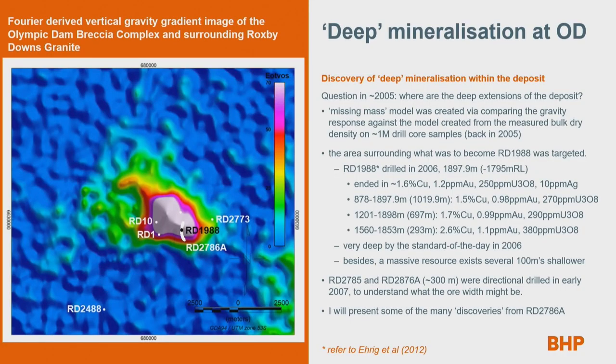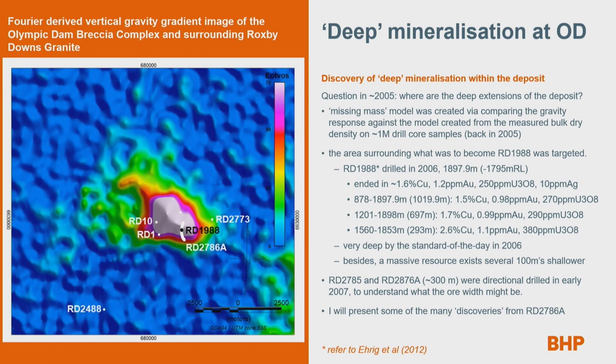So deep mineralization, we're going to talk about what that means. If we look at this Fourier-derived vertical gravity image on the left-hand side, the area in yellow and up to the brighter spots mimics our resource outline. I have a couple of important drill hole locations shown on there. The square is about 1 kilometer beyond our special mining lease, so it gives you an idea of scale, and that big black bar at the bottom, which is not very visible, is 5 kilometers.